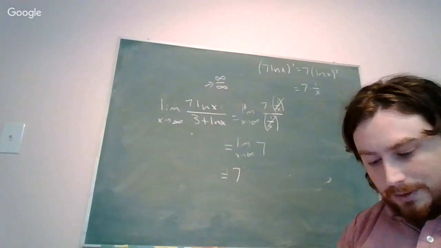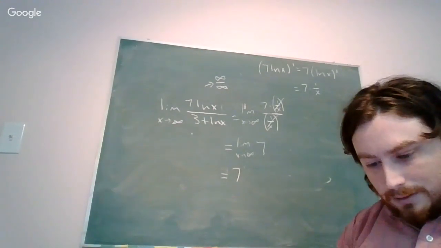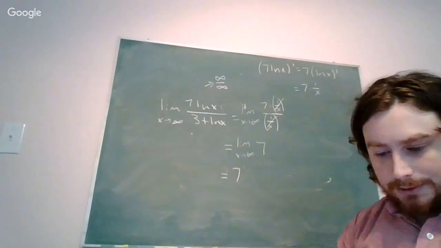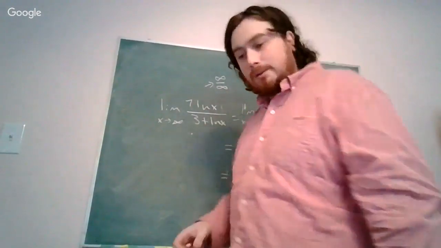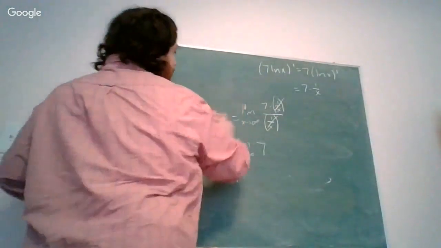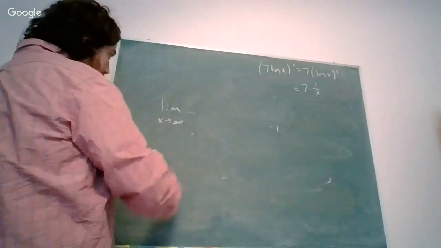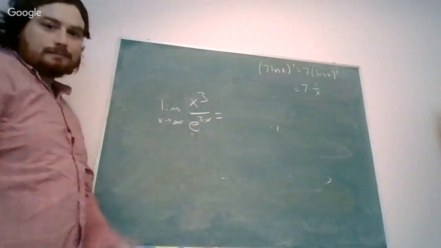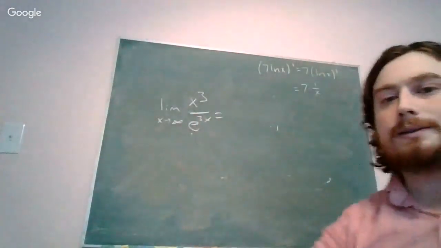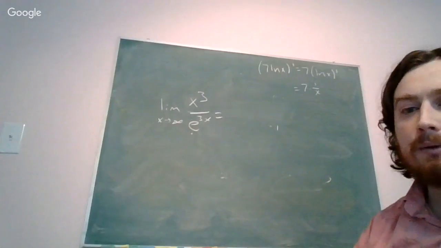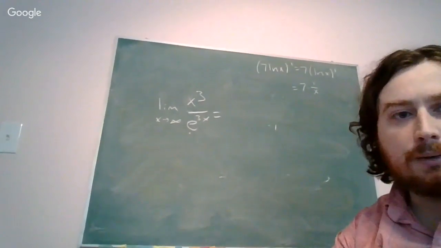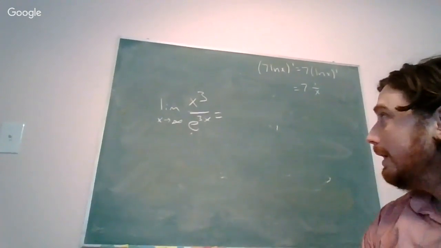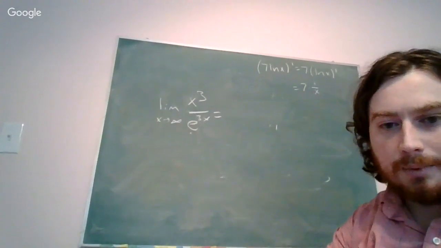Just looking at the other ones that they had listed there. The next one was the limit as x goes towards infinity of x cubed over e to the 3x. And so if I want to find this limit, I am going to do the same thing I just did, in that I am going to plug in infinity and figure out what happens there.